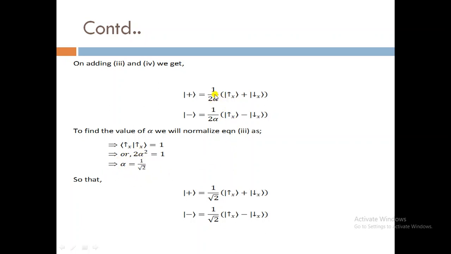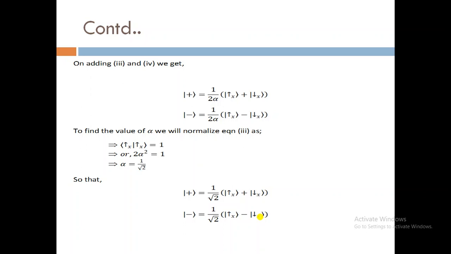So if we put the value of alpha here, then we will find the spin up and spin down state values. Alpha equals 1 by root 2, so the root 2 cancels, and here would remain 1 by root 2, |↑x⟩ ket plus |↓x⟩ ket. Here also likewise 1 by root 2, |↑x⟩ ket minus |↓x⟩ ket.